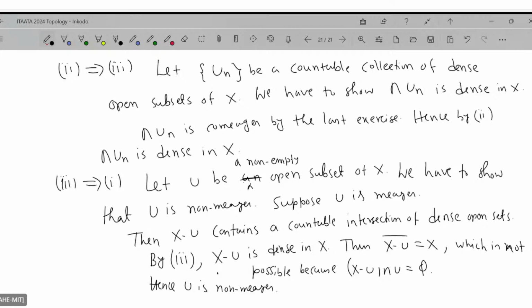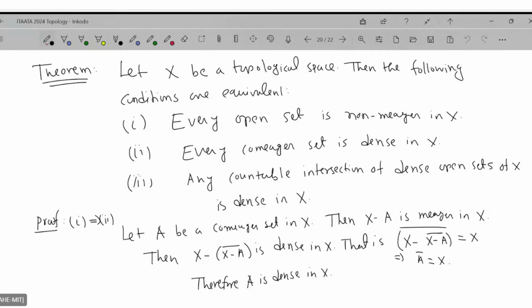Okay. So what are the conditions we learned? Every open set is non-meager in X. Every comeager set is dense in X. Any countable intersection of dense open sets of X is dense in X. So these are three properties of a space that are equivalent. Now, based on these properties, we are defining a space. We'll say that a topological space is a Baire space if it satisfies these equivalent conditions.